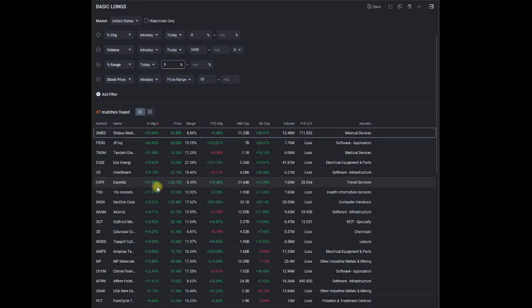Now let's take a look at this list, and you'll understand immediately what I'm aiming at. Let me take a look at the numbers. You can clearly see GMED up 35%, JFrog up 26, TNDM 20, EOS Energy 20, OS nearly 20, Expedia 18. Hold on a second, guys.